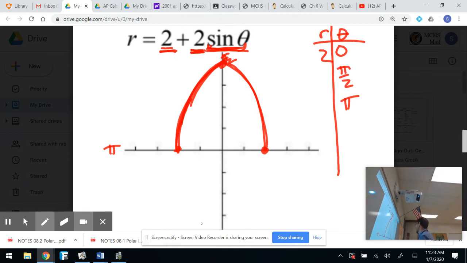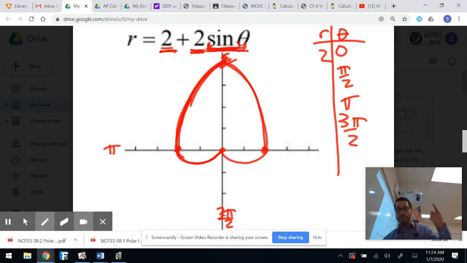Okay, let's keep on rolling. What does 3 pi over 2 give me? Since we kind of got the hang of it, that would be -1, so it would be 0. Remember, cardioids touch the pole. Is there a loop in that cardioid? No, there is not. So I am done. How about it? Not bad, right, class?